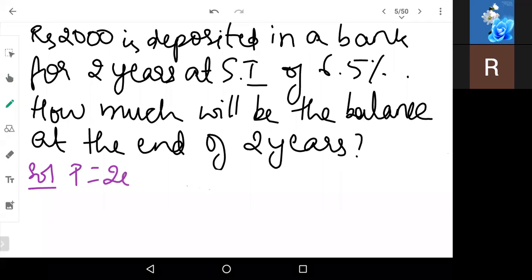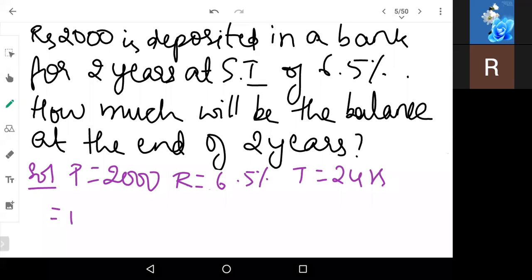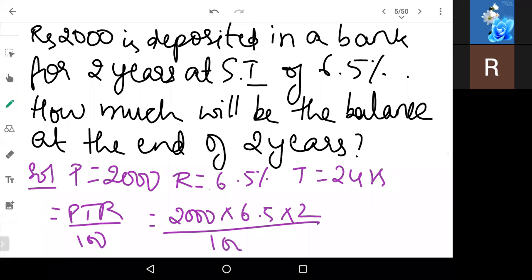Principal is 2,000. Rate of interest is 6.5%. Time is 2 years. So PTR by 100. 2,000 into 6.5 into 2 divided by 100 will give you an interest of 260 rupees. Correct? So this is the simple interest.